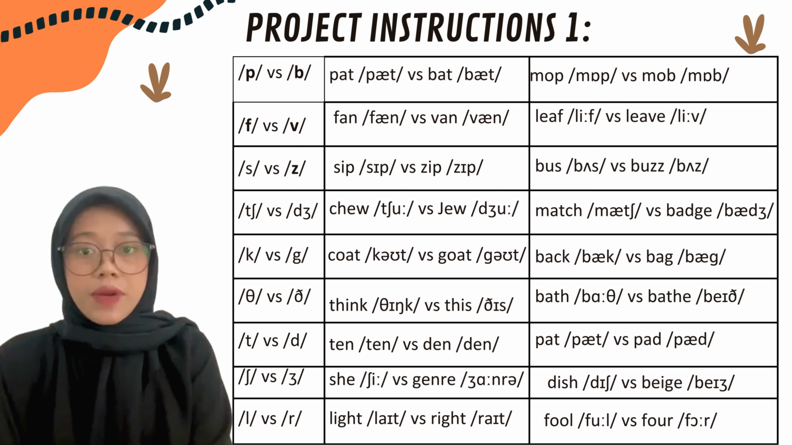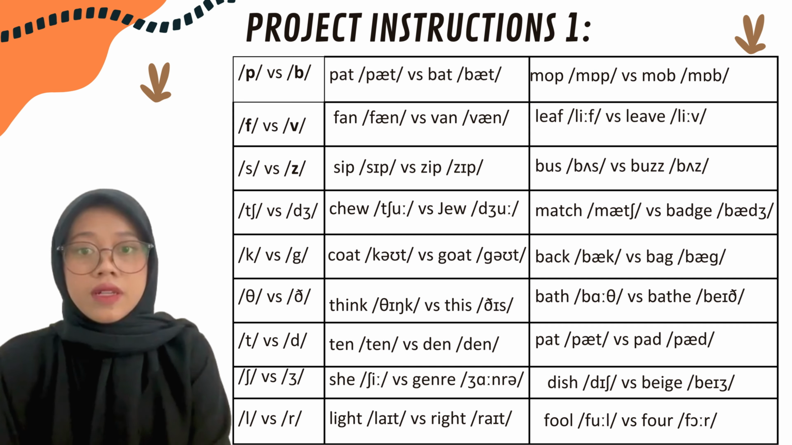And then the third is pair sounds S and Z. Initial position: sue versus zoo. Final position is bus versus buzz. And then the fourth is pair sound Ch versus J. Initial position: chew versus jew. Final position: match versus badge.